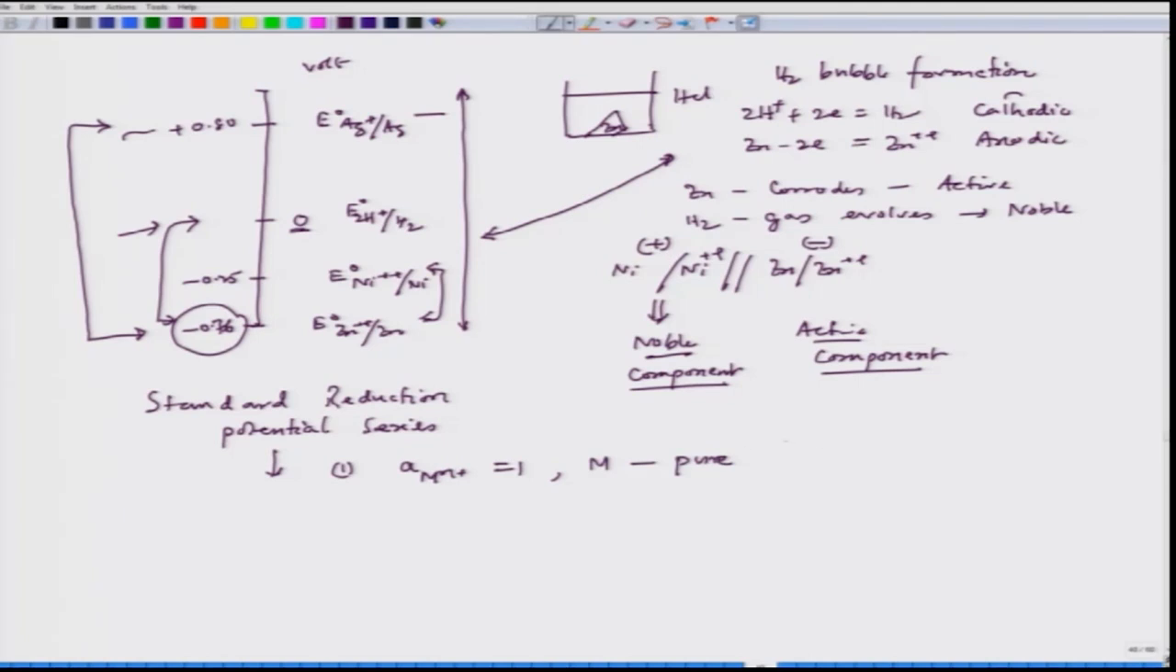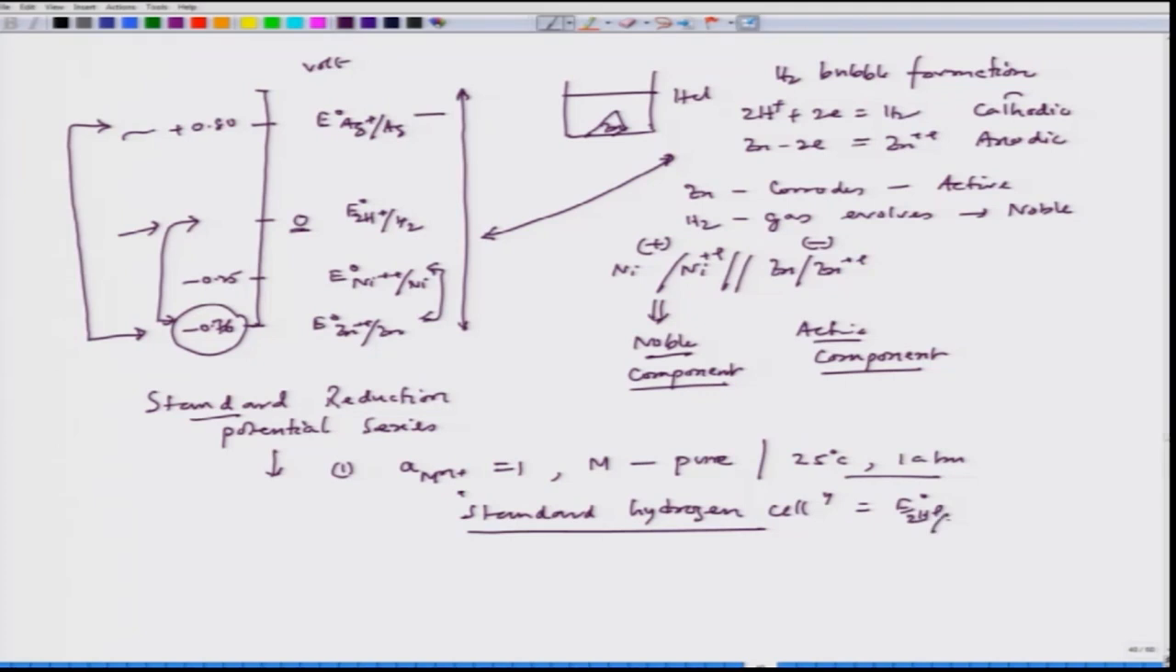So, and also since this is a standard reduction potential, the temperature is 25 degrees Celsius and 1 atmosphere. So, this is the criteria to have this series, and in fact, we can calculate this potential, this E 0, with reference to the standard hydrogen cell. We can measure this, because here the potential E 0 of H plus H 2 is maintained as 0. So, we can calculate these potentials with reference to this.